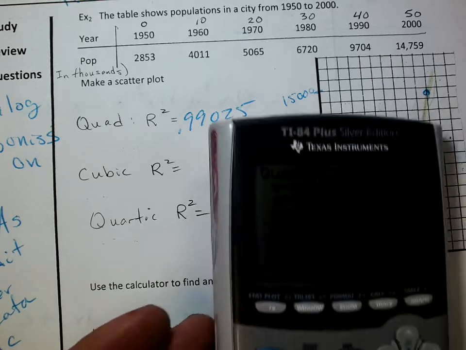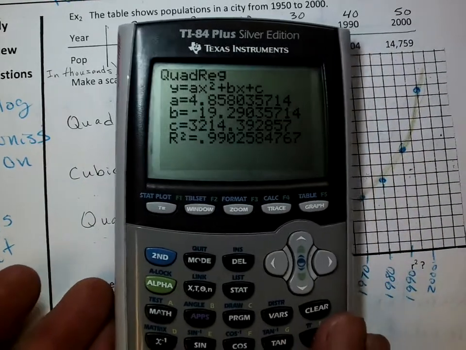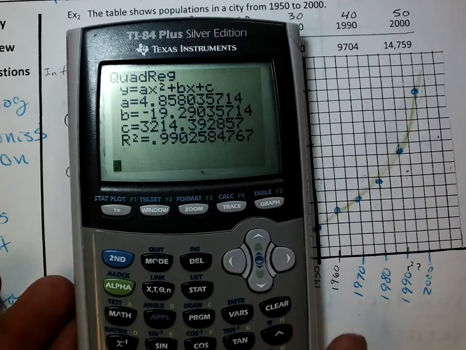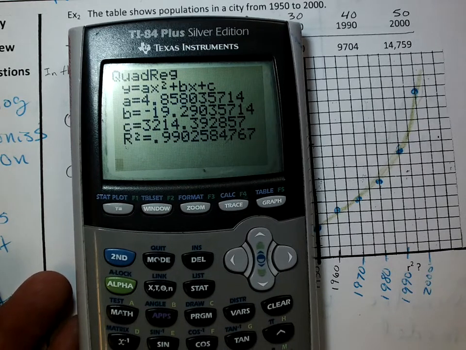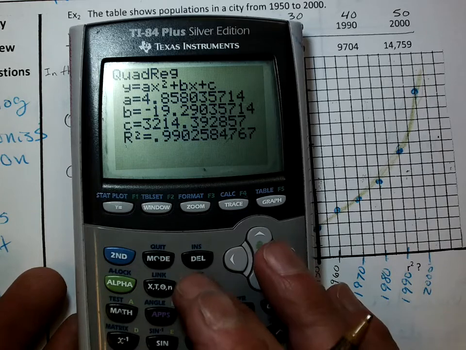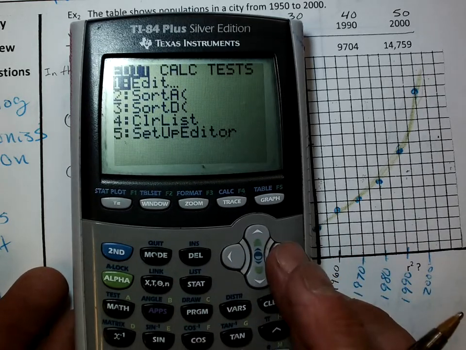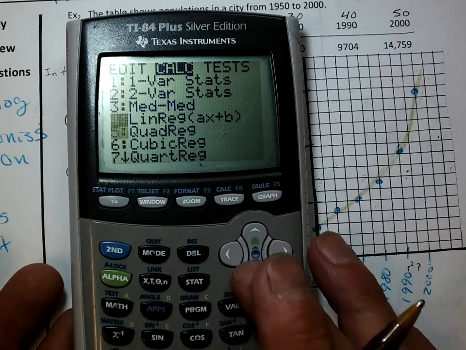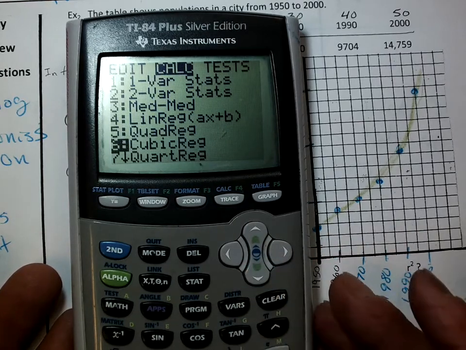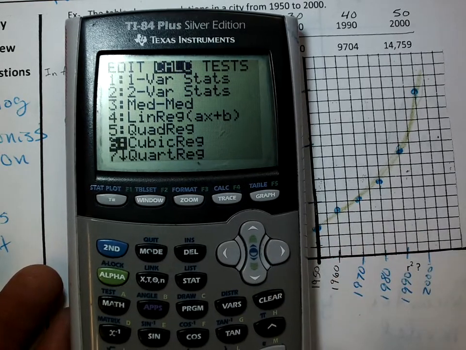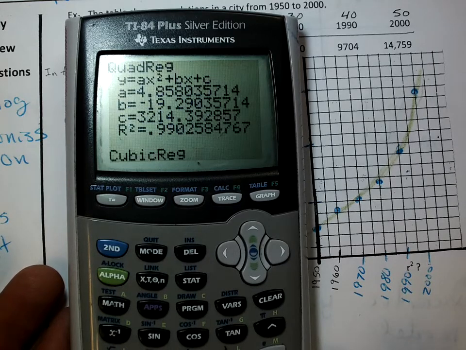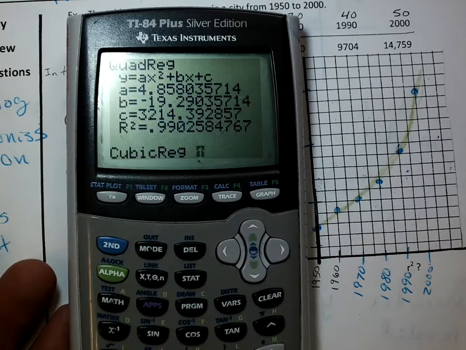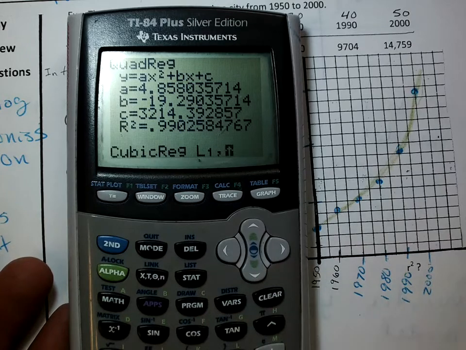Okay, let's see if the cubic's any better. Probably not, but let's see if the cubic's any better. So then, to find out what the cubic one is, I'll do it again. I'm going to do this whole thing again. I'll go to stat, calculate, but this time I'm going to test my cubic regression. All right. Okay. Enter. You already got it. L1, comma, L2. Let's see which one's better, okay?